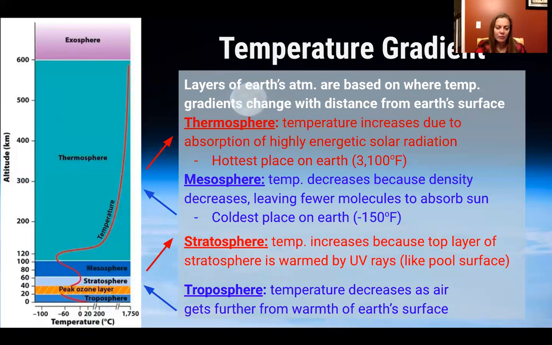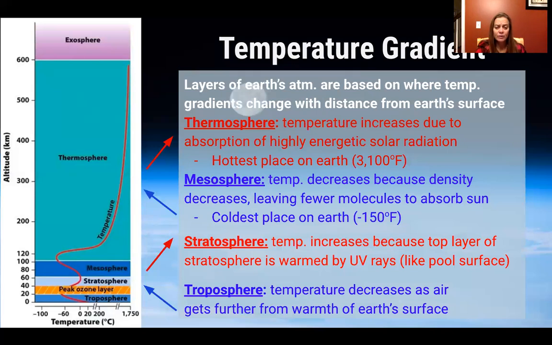Okay, let's talk about temperature in these layers. Again, we're going to start closest to the Earth. So the troposphere, as we get farther from the warmth of the Earth's surface, temperature decreases. So the troposphere is warmest closest to the Earth and cools as it goes up. As it becomes less dense, it cools.